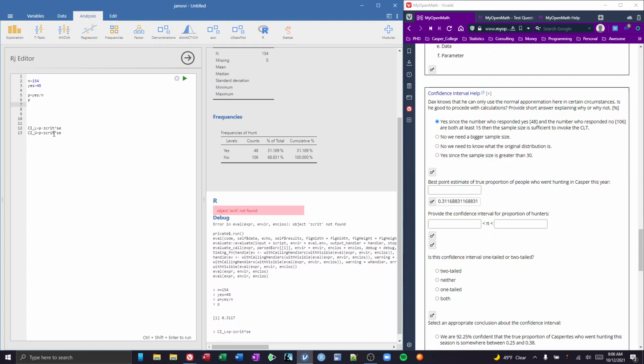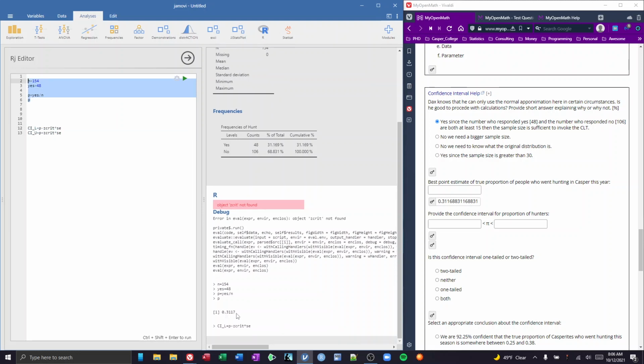Oh, sorry. It's getting angry at my Z-crit. Let's go ahead and calculate out our Z-crit real quick. Or here, I'm just going to highlight that and see if I can just run it a little bit. Oh, there it is. Sorry. Here it is. It's 0.3117, our sample proportion.